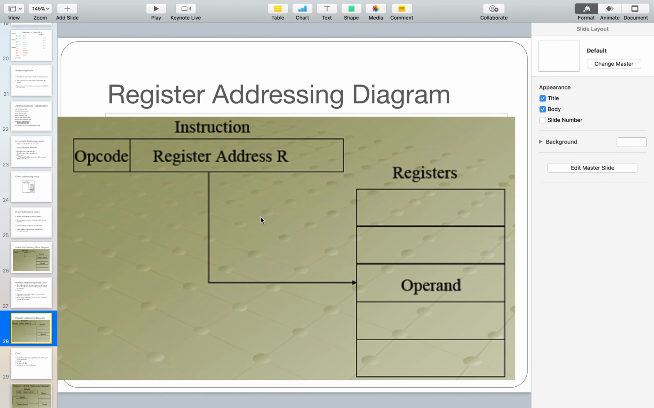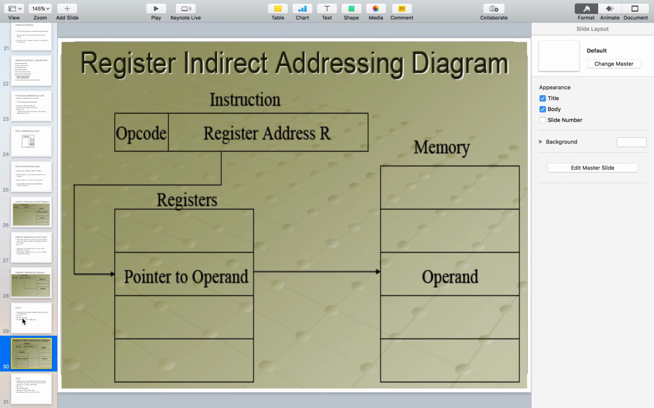Register addressing diagram. In the case of register, the register value will be given. This register value acts as an address. I repeat, suppose the register value given is 400. I need to search in the memory or in the register memory for the value 400. So the 400 is my effective address, and the data which is present in 400 is my operand or my final value.